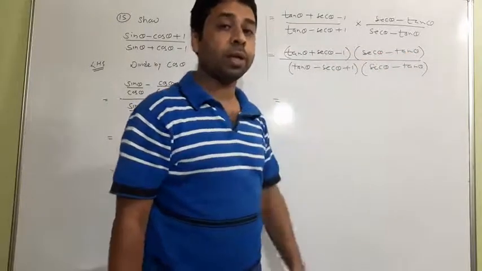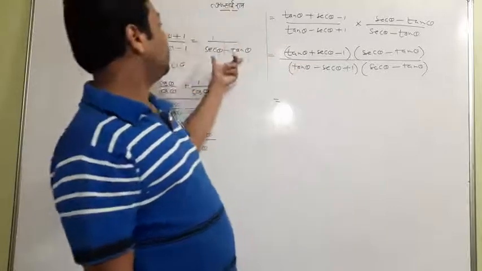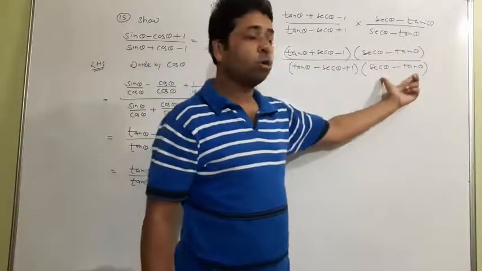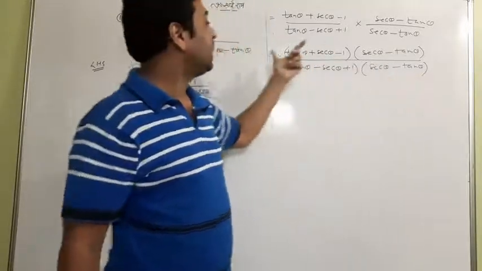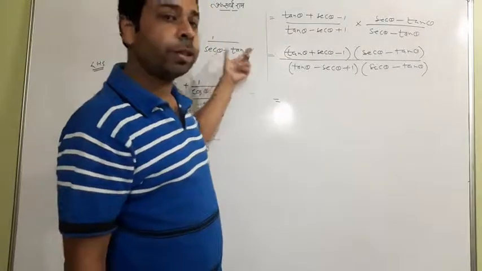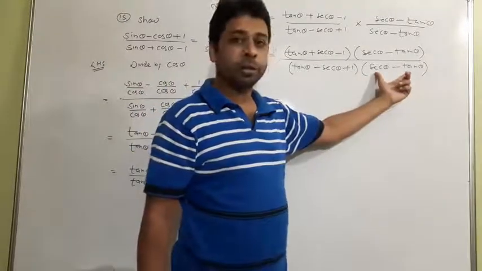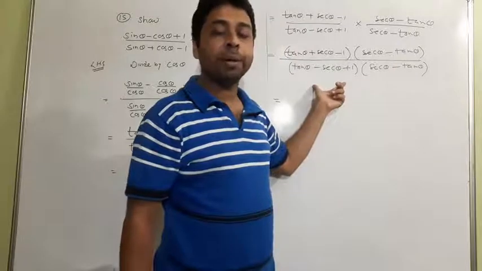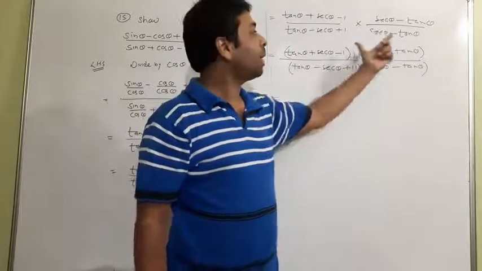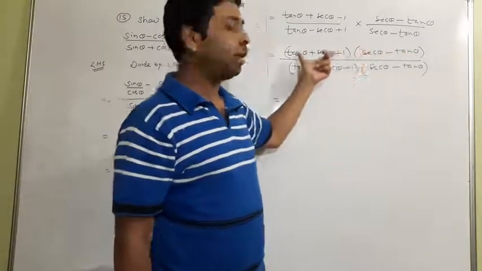Now you're thinking, why so? Because I need sec theta minus tan theta in the denominator. I don't want to disturb it. I need sec theta minus tan theta in the denominator, I don't want to disturb it. So I will not multiply it, I will keep it as it is. But I will multiply this term inside the bracket.